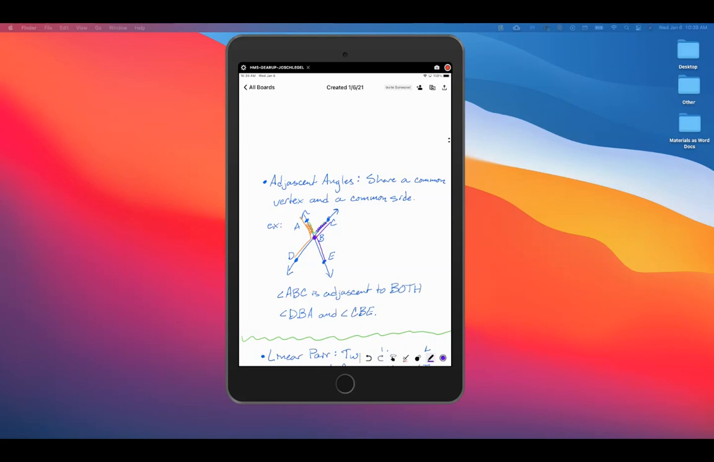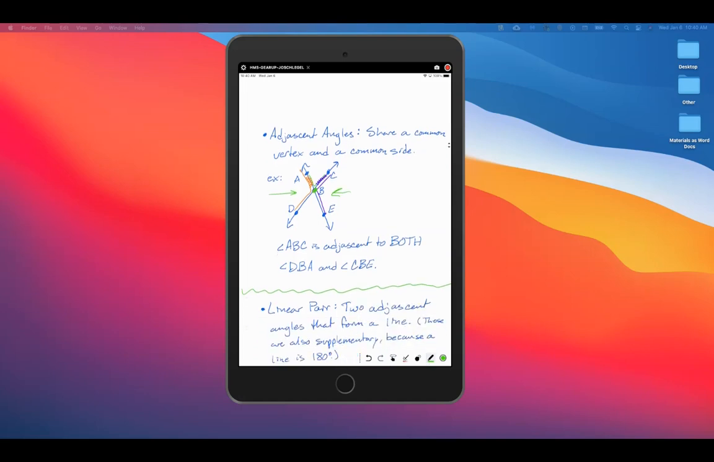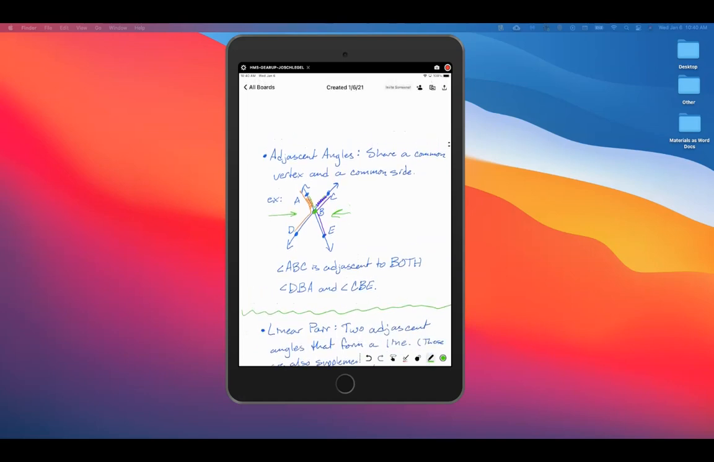What I do want to point out at this point is that, I'll do this in green, this angle right here, ABD, and this angle right here, CBE, are not adjacent. They do share a common vertex at B, but they do not share a common side. Those angles are something different that we will get to in just a moment. So again, adjacent angles share a common vertex and they share a common side. I'll stop right here so you can pause to take notes on adjacent angles, then I'll move on.